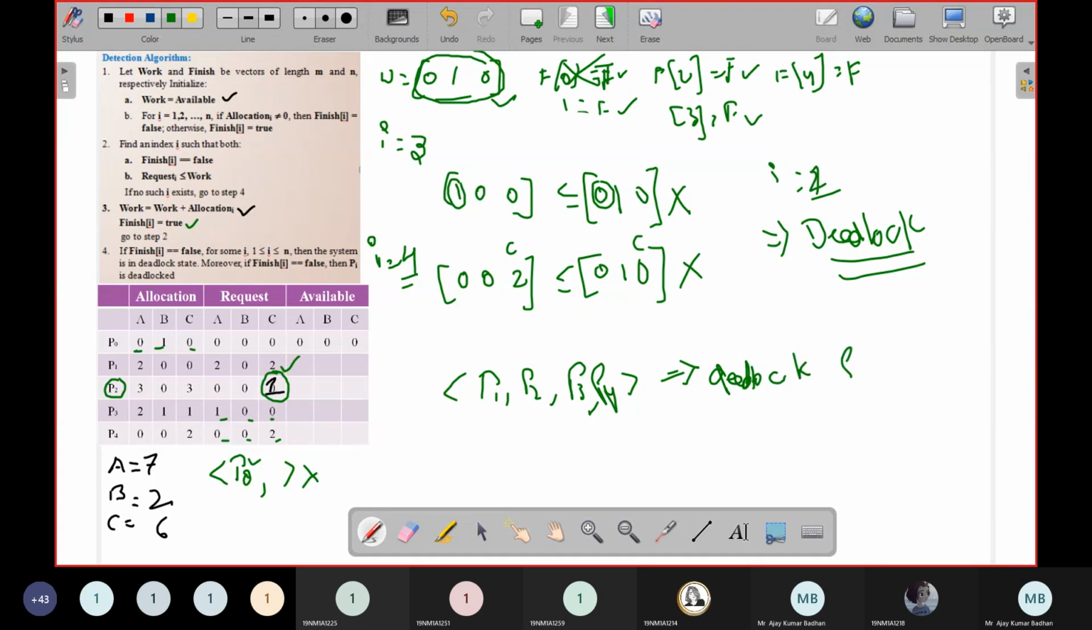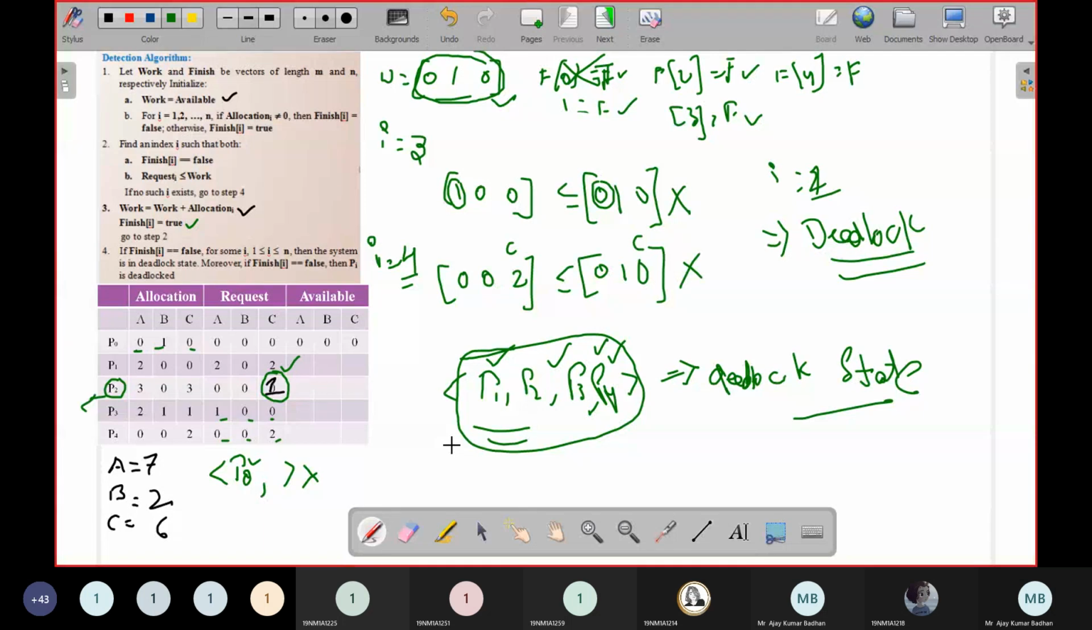These processes are in a deadlock state. I hope you people have understood how exactly this deadlock detection works. Now this algorithm has detected that there is a deadlock in the system, and the deadlock has arisen due to processes 1, 2, 3, and 4. And what is the main reason for the existence of this particular deadlock? Because process P2 has requested one instance of C. And this is the reason why all these 4 processes are in a deadlock state.